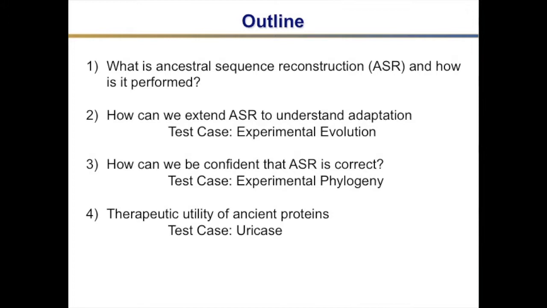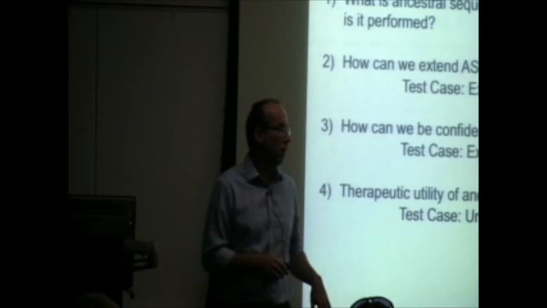Then I'll talk about another example concerning the issue that, when we infer ancestral sequences, how can we be confident that we're inferring the correct ancestral sequence? So I'll talk about this experimental phylogeny that we've developed in the lab that allows us to benchmark ancestral sequence reconstruction methods. And lastly, I'll briefly end with how we can exploit ancient proteins and extend them beyond helping our understanding of evolution to a therapeutic value. How can we extend this notion of an evolutionary protein into the clinic to help human patients?